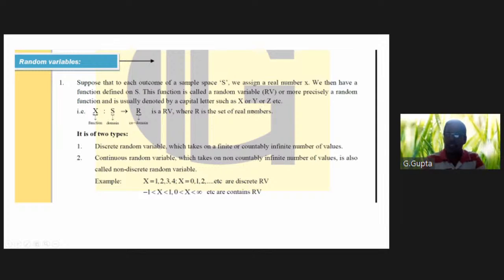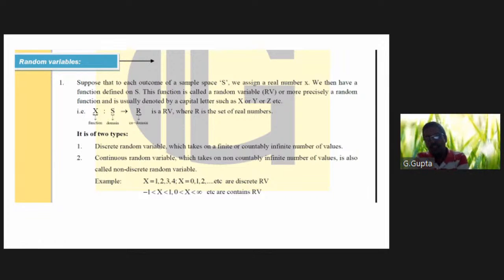Capital Y having values denoted by small y1, small y2, etc. So this is the symbolic notation for a random variable. X is a function from S to R. S is the domain, R is the codomain, R is the set of real numbers, and S is the sample space of the random experiment. X is a function. Here it is of 2 types, because random variable means numbers, generally of 2 types.